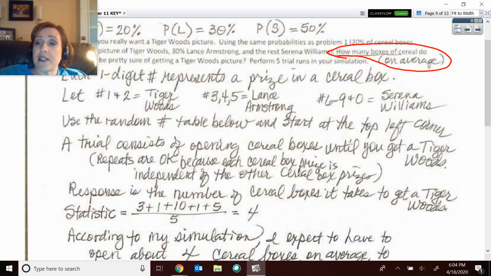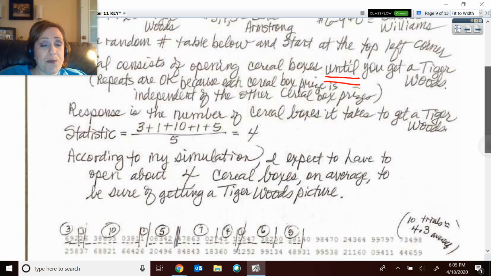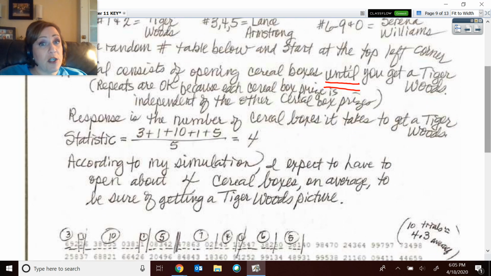Now, here's where it's different. Use a random number table, start at the top left corner. A trial consists of opening cereal boxes until you get the Tiger Woods. Again, the repeats are okay because the cereal boxes are independent. And this is different also, that response is not yes or no, I got a complete set or whatever. It is the number I had to go to get that Tiger Woods.